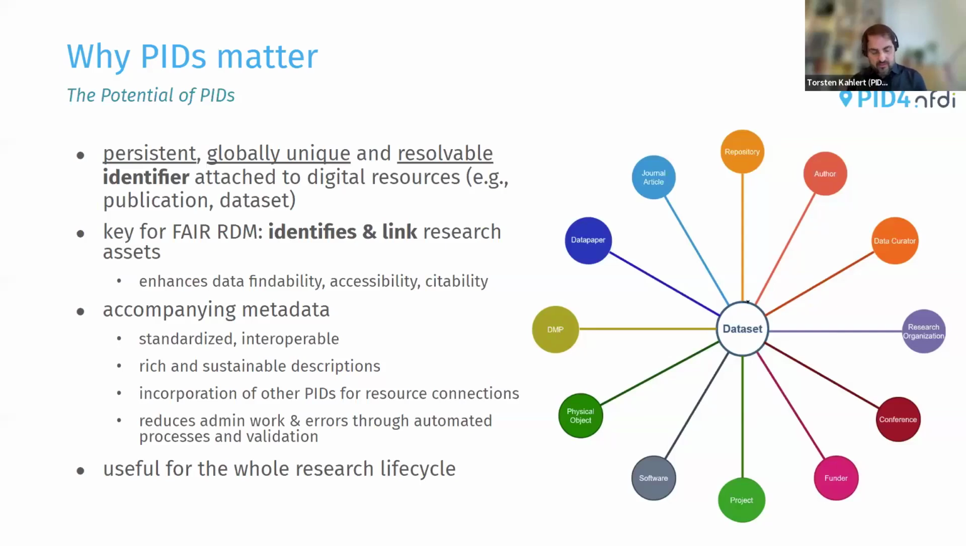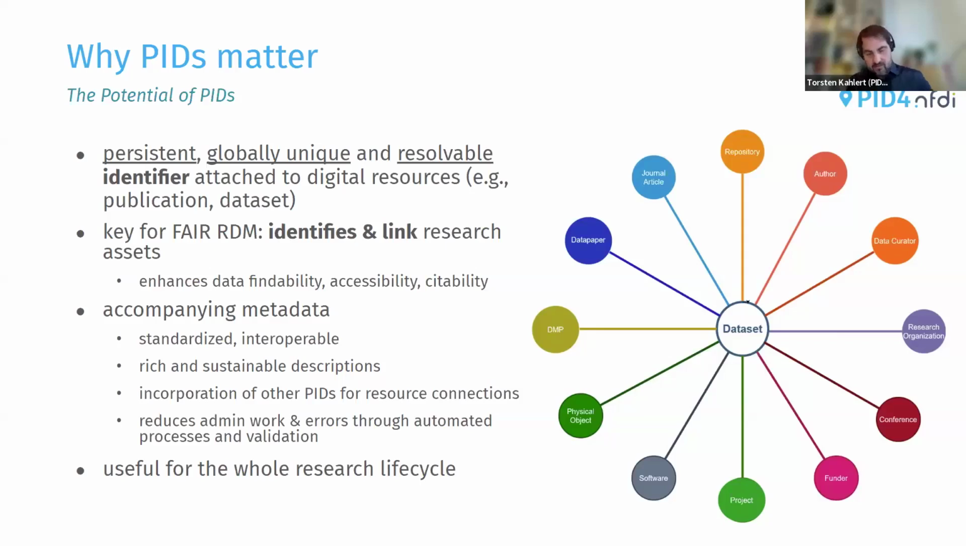Using PIDs reduces administrative overhead, for example, manual ingesting and updating of metadata. PIDs also help in reducing errors through automated processes and validation. And finally, they can be useful for the whole research lifecycle. But in order to fulfill these functions and potentials, PIDs need some requirements.